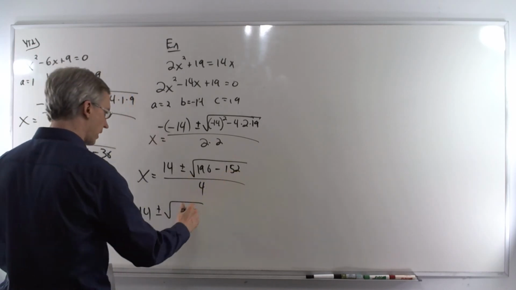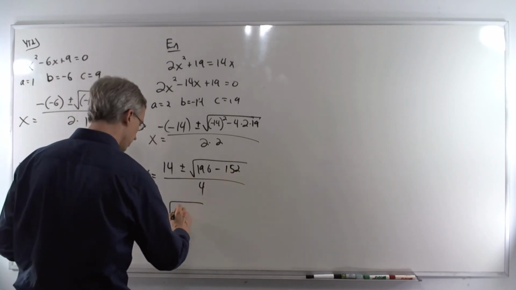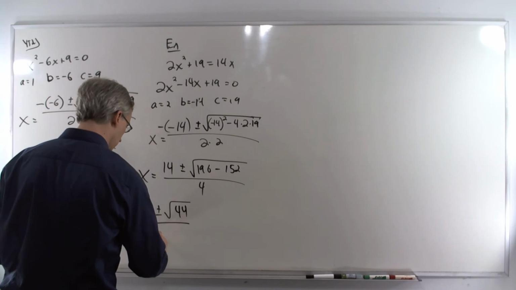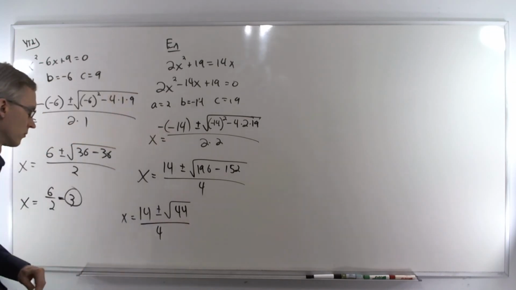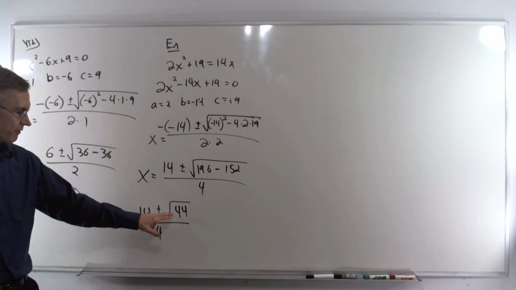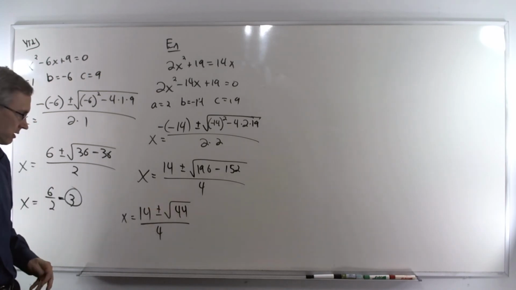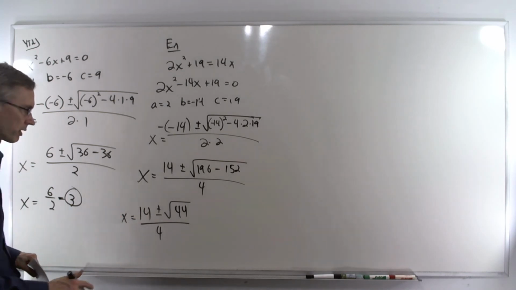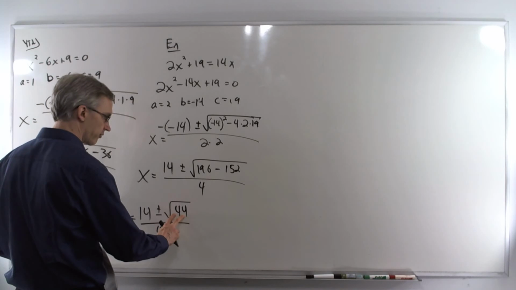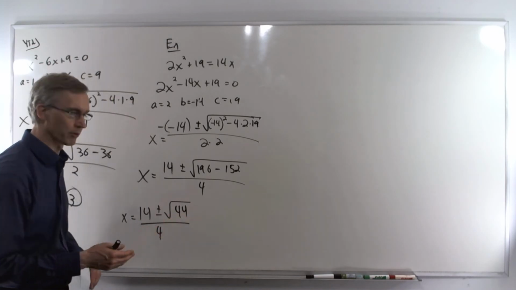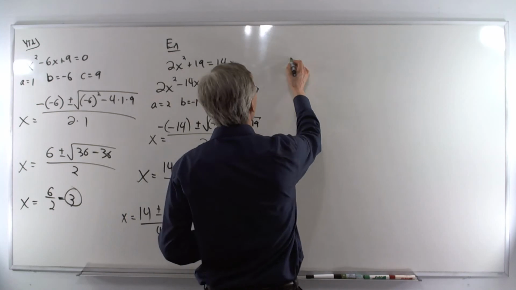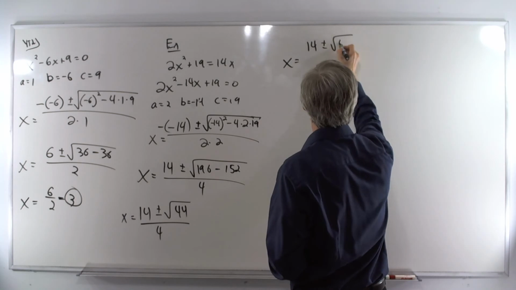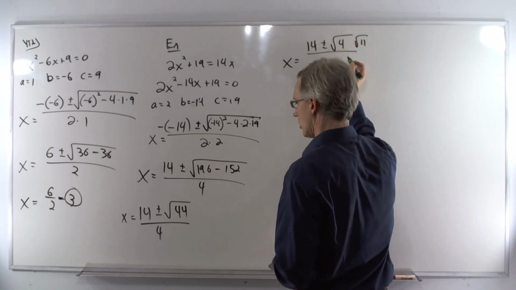So simplifying underneath the radical, 96 minus 52 gives us 44, all over 4. Now, if this radical cannot be simplified, we would be done. But we can do some simplifying here. So we can break up 44 into 4 times 11, and that gives us the square root of the perfect square. So we've got 14 here, plus or minus the square root of 4 times the square root of 11, all over 4.